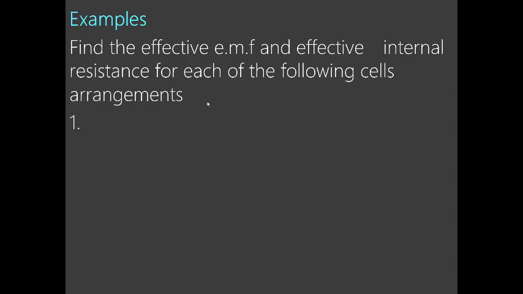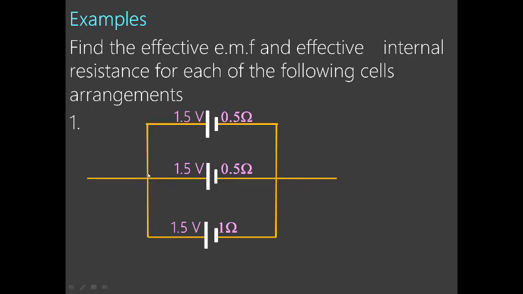Examples: find the effective EMF and the effective internal resistance for each of the following cell arrangements. These are 3 cells. Let's put them in parallel, connected between these 2 points. Now, what is the effective EMF here? If you remember, how do you get it? This is 1.5, 1.5, 1.5. Remember, we said if devices are in parallel, the voltage across each of them has to be the same. Therefore, the effective EMF is just the EMF of one of these cells, which is 1.5.